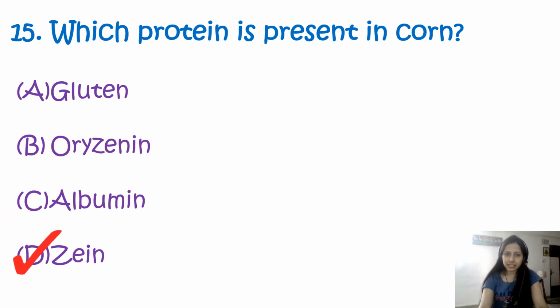So zein is a predominant storage protein which is found in maize or the kernels of corn, unlike gluten which is found in wheat. So the correct option is D, that is zein.